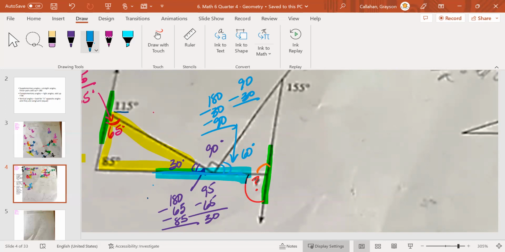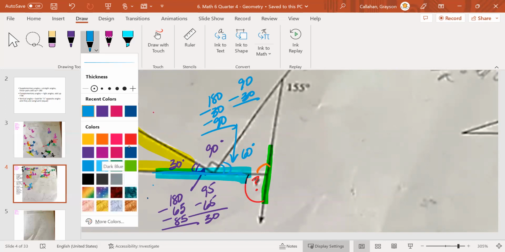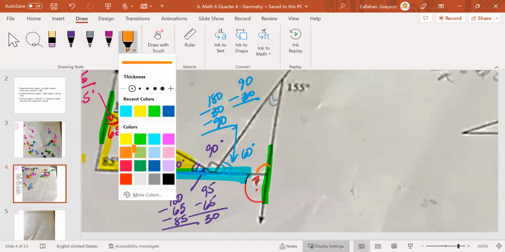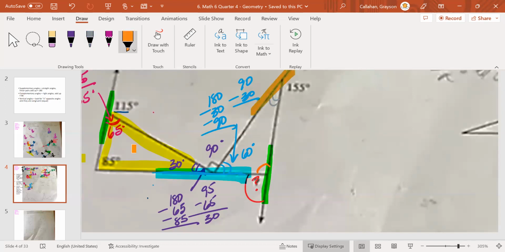Still don't have enough angles to find out this orange angle, right? So then I'm going to revert my attention to this gray angle. Do you see this gray angle right there? Do you also see how this gray angle creates a straight line with this orange line? Okay, so for me to find this gray angle, I take 180. What other angle is on that orange line?